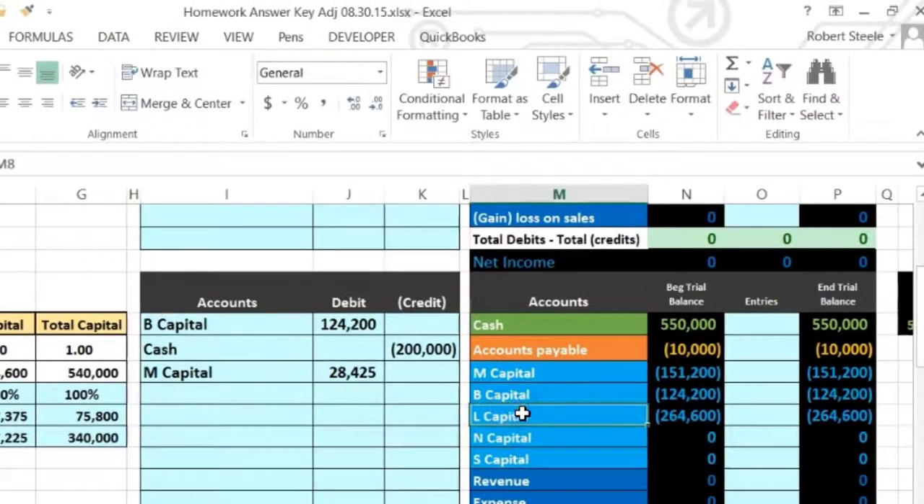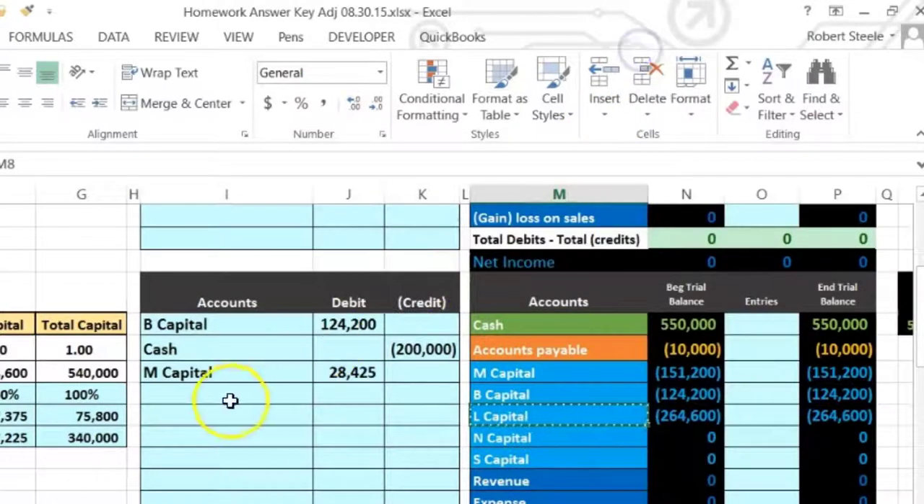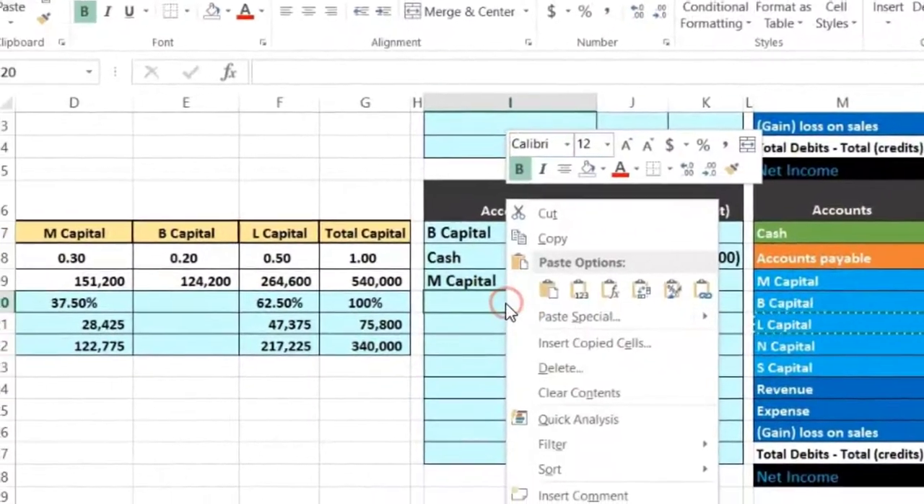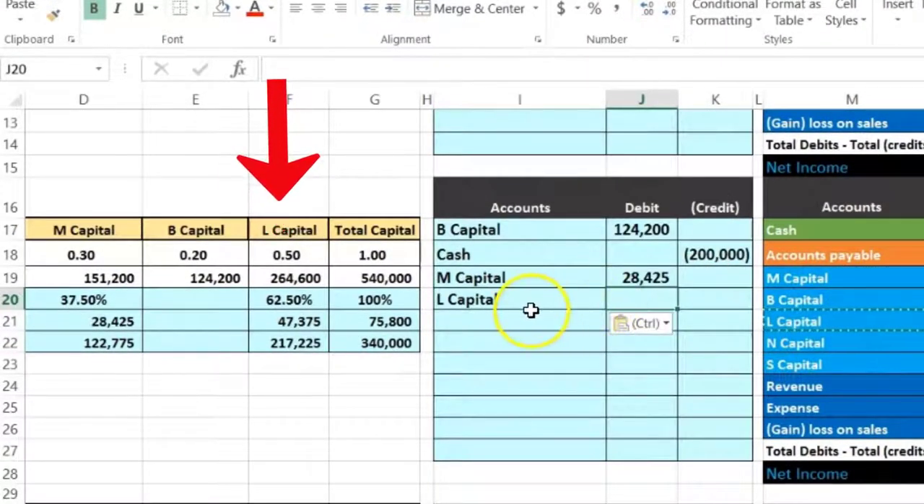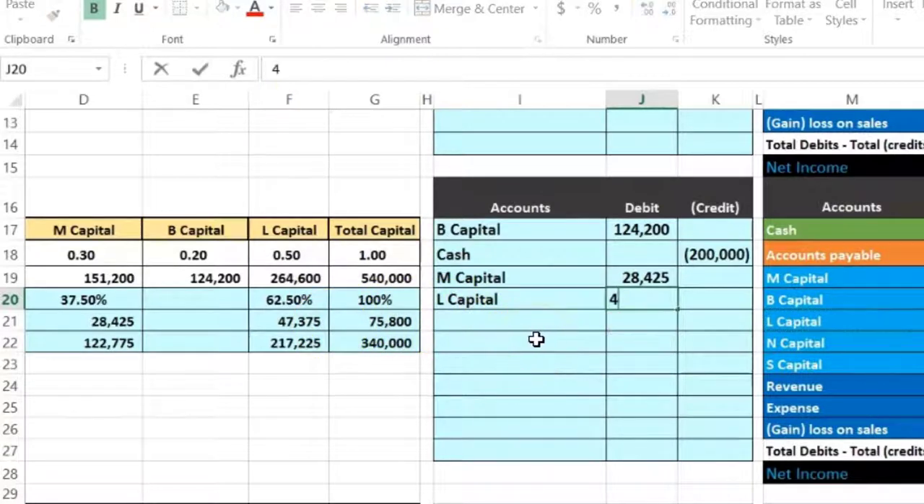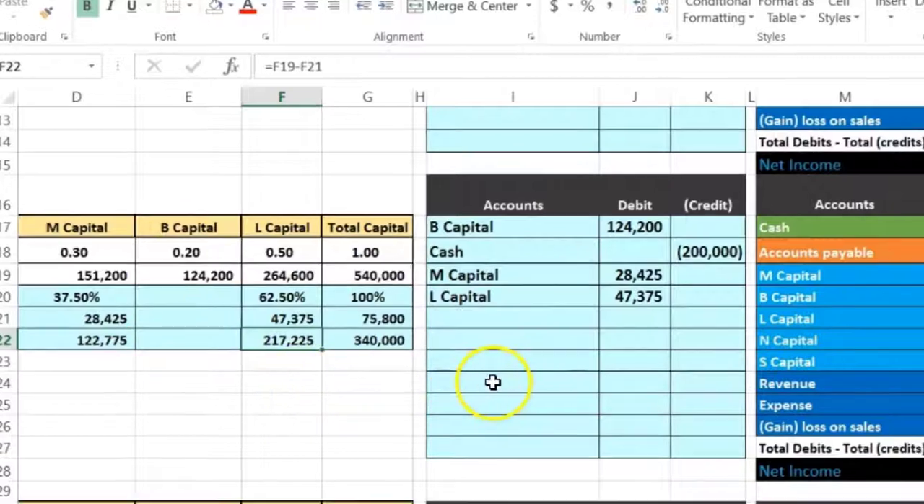We're going to do the same thing for L. So here's L. L has a credit balance. We need to make it go down. We're going to do the opposite thing to it, which is a debit. Copy that, right click, copy, gonna put our cursor in I-20, right click, and paste it, 123. We're gonna debit that account by the 47,375. After we post it, L's capital account should then be the 217,225. Let's see if we are in balance.